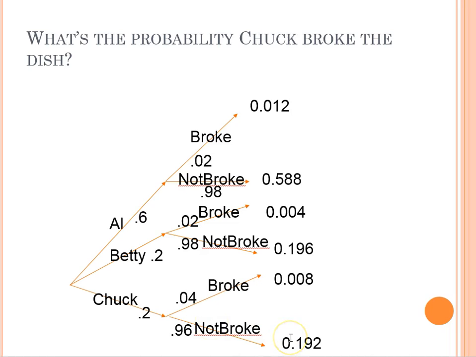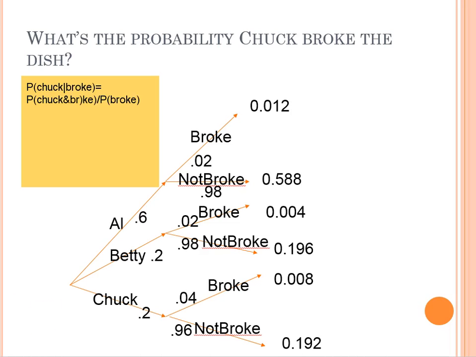This last number then represents those two paths that they take. So if Chuck is the dishwasher and it's not broken, it's 0.192. Same thing for Al. If Al didn't break the dish, then it would be this path and the not break path, so 0.588. So we can use this decision tree and that formula I just showed you to answer the question of the probability that Chuck broke the dish.